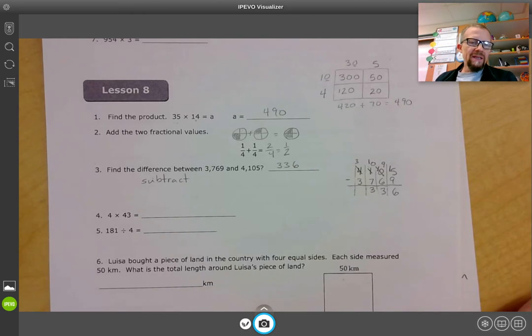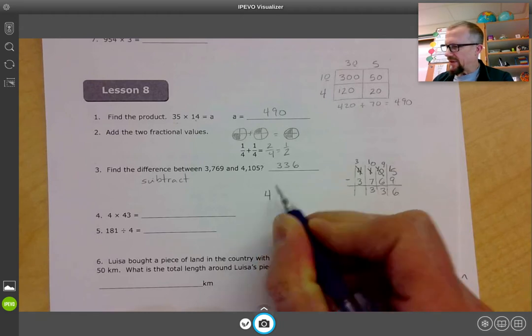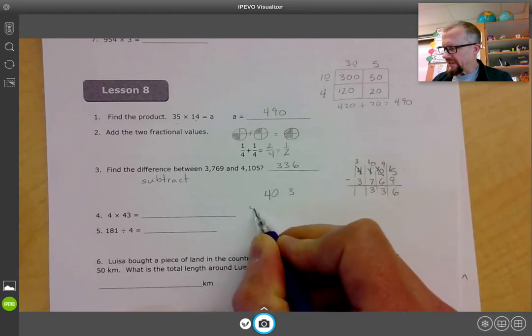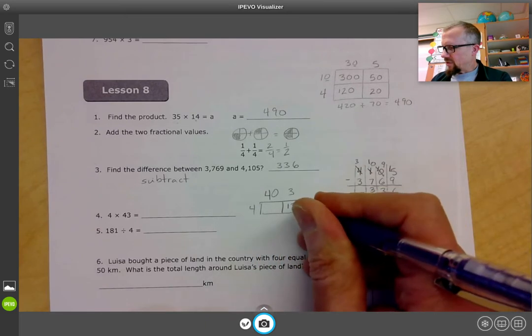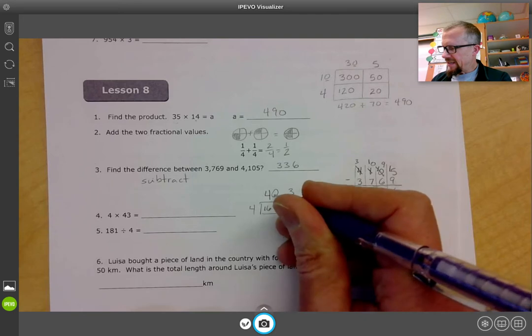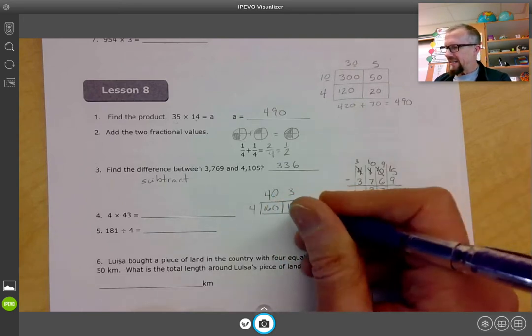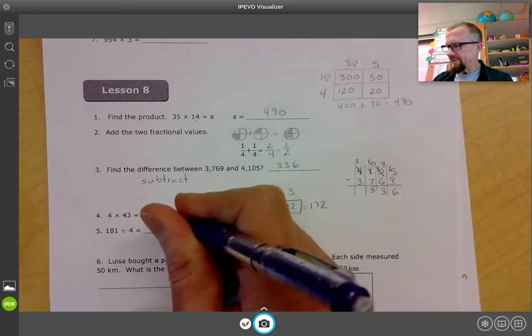Okay. Number 4, 4 times 43. I could just add 4 43s, or I could do the simpler version of what we did up above. I'm going to make a smaller box for this one. I only need one level. 4 times 3 is 12. 4 times 4 is 16, but these are 4 tens, so I'm going to have 16 tens, which is 160. Add it all up, and I get 172.